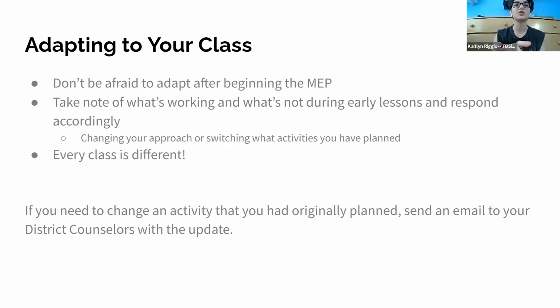So during some of your first lessons with a new class, it may be helpful to take note of what's working for them and what's not. So think about things like, what are they responding really well to? What parts of the lesson make them really excited and eager to participate? Are there parts where it's a little bit harder to get them engaged? Take note of this as you're teaching them in some of your early lessons and respond accordingly to this real-time feedback that you're getting from your class. Every class that you get in is a little bit different, so don't be afraid to adapt to them and grow with them as you're teaching them.